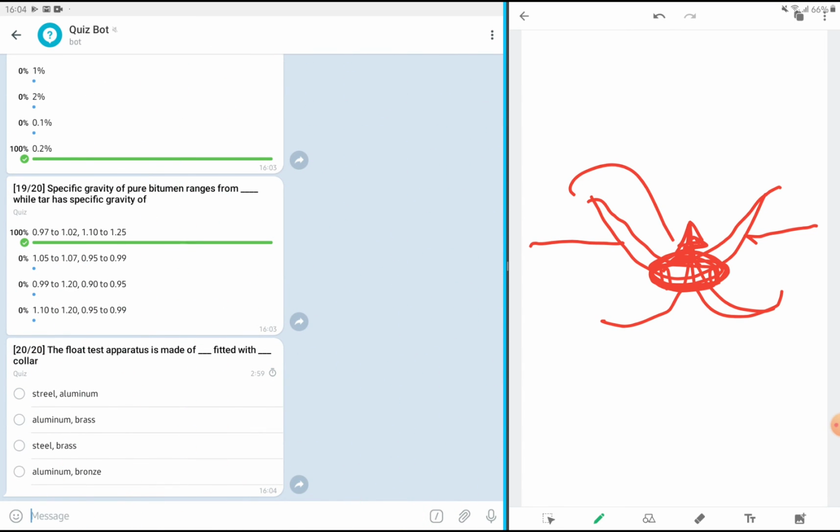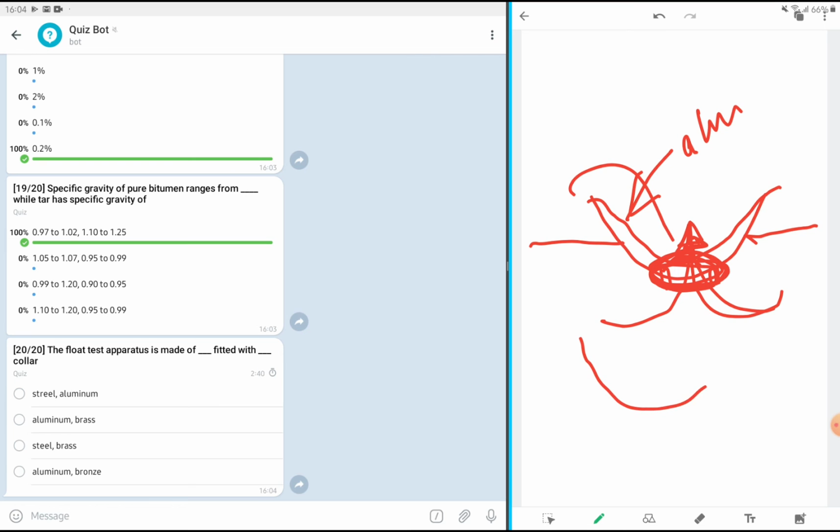Okay, last question. The float test apparatus is made of and fitted with. I think we discussed this question. Float test. Yes, here you can see, see this specific portion. This is made up of aluminum. The whole float is made up of aluminum, and the collar.